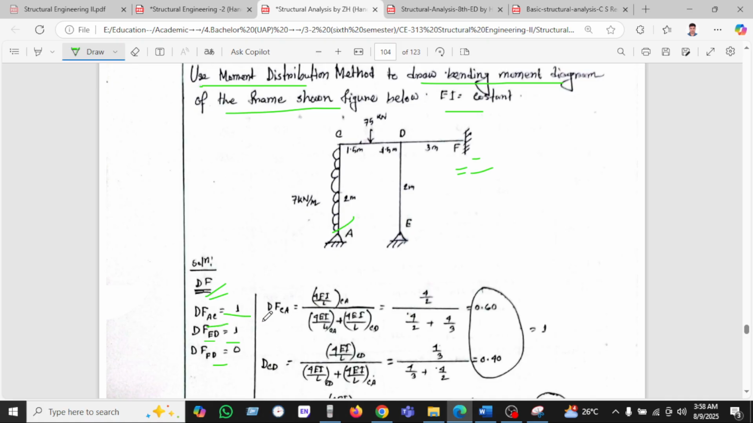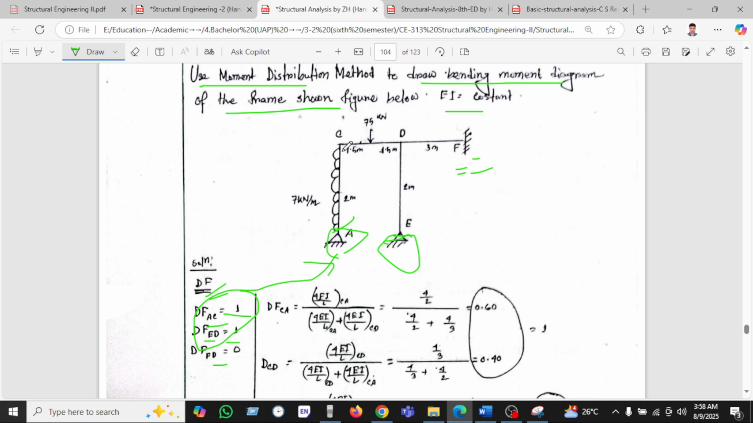So the distribution for CA. What is the CA? This is the C, and this is the A. This is the pin support, and this is the pin support. That's why we are saying this is the 1 and 1.